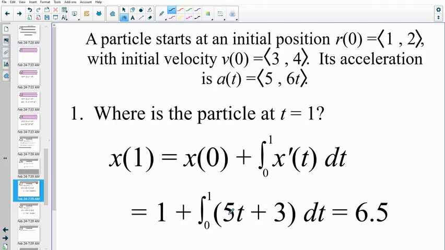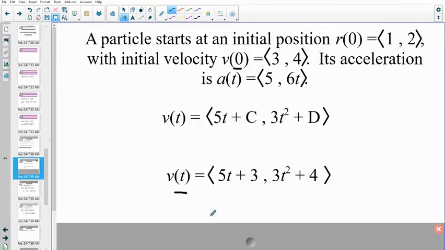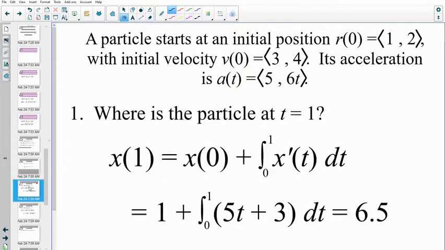And so 5t plus 3, that's just the x component of the velocity function that we found back here. And so if I integrate that between 0 and 1, that'll tell me how much it changes. It was at an x-coordinate of 1, and I just plug this into my calculator, not like it's a really difficult antiderivative, but I don't know. I'm recording this on Friday afternoon, and outside it's beautiful, and so I just plugged it into my calculator and got a value of 6.5.